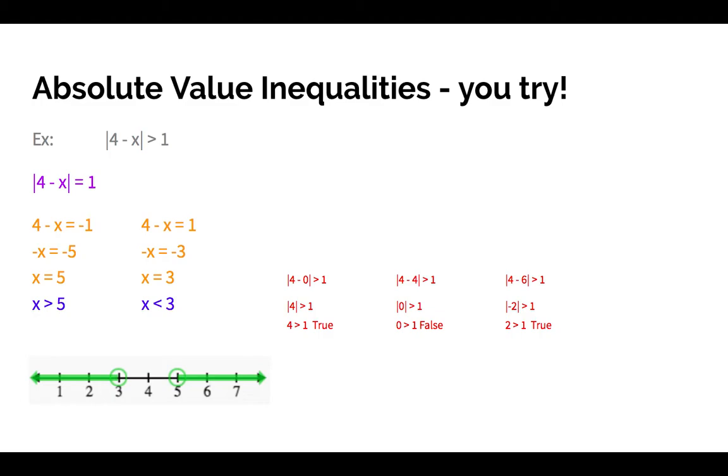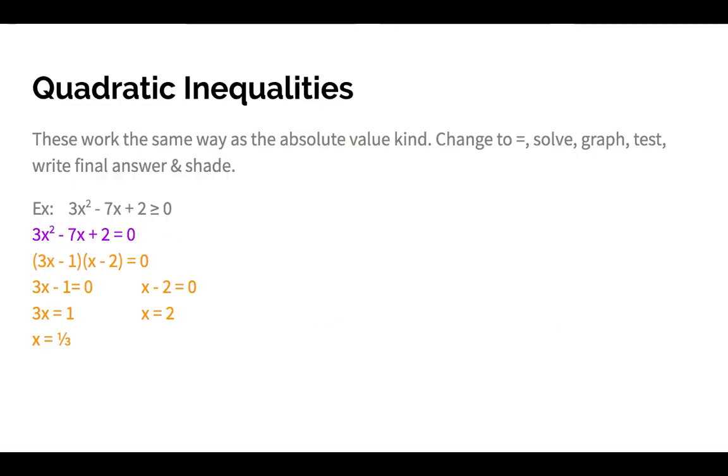So I solved by dropping for my two options, got my two numbers, plotted them. I tested 0 from the left region, 4 from the middle region, and 6 from the right region. And the left and right were true, but the middle was false. So then I just gave the appropriate symbols to show that I shaded less than 3 and greater than 5.